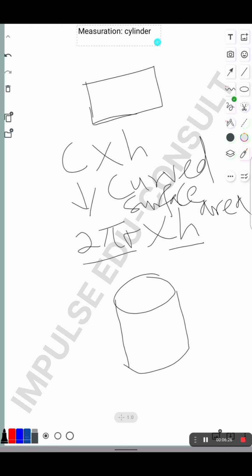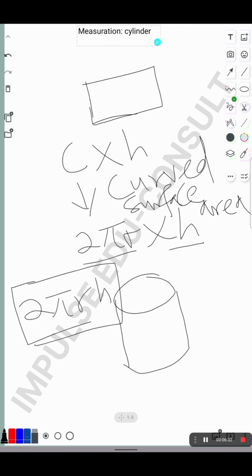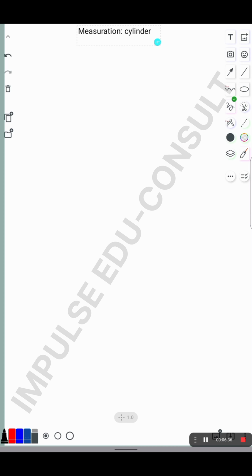So that's the curved surface area: 2 pi r h. That's the formula for the curved surface area of a cylinder. Let's proceed.